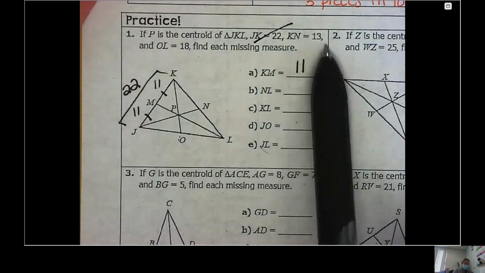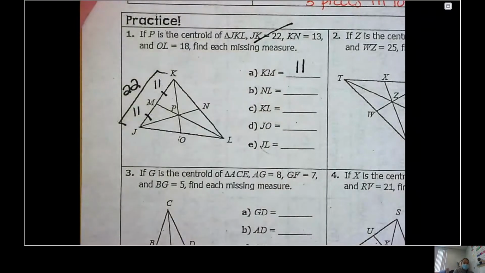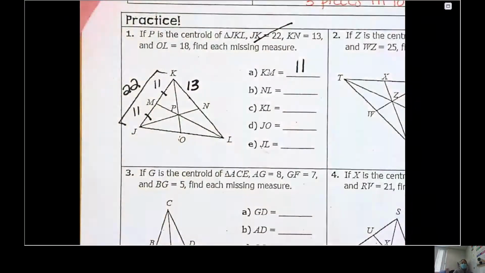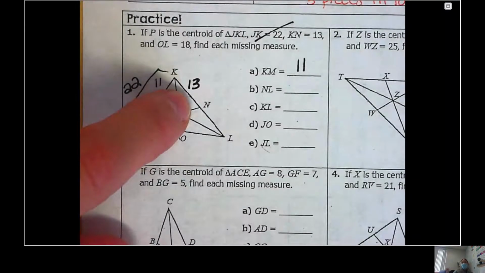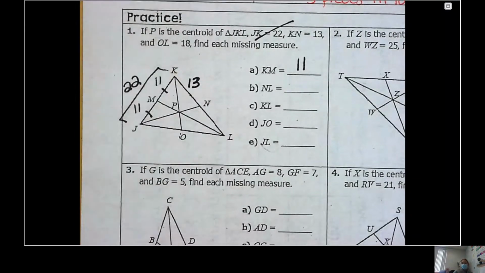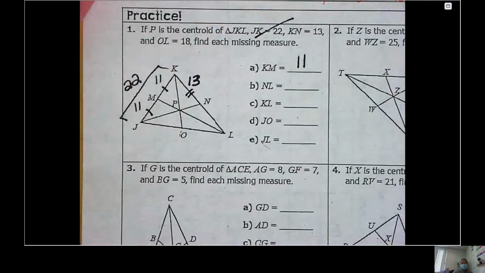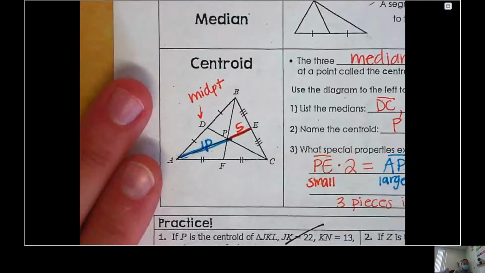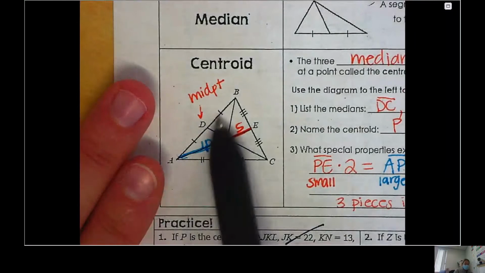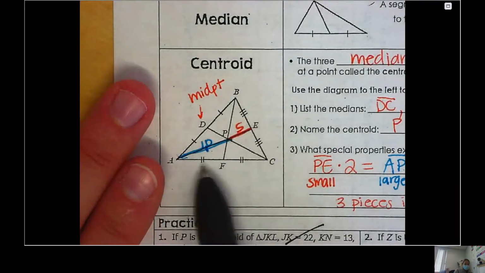KN is 13. So come to the picture, find KN. Where is that? On the outside or the inside? Outside. Now, KN is 13. That is just one part of the outside. Which other one has to be exactly the same? Which one is the same as KN? No, not quite. Look back at your picture here. These 2 are the same, these 2 are the same, and these 2 are the same.